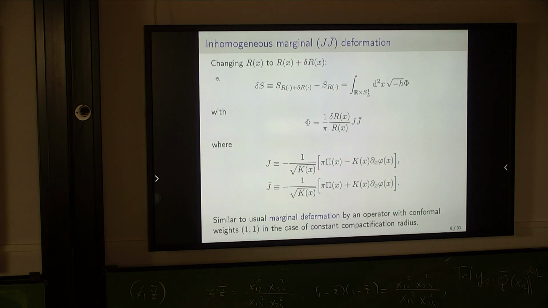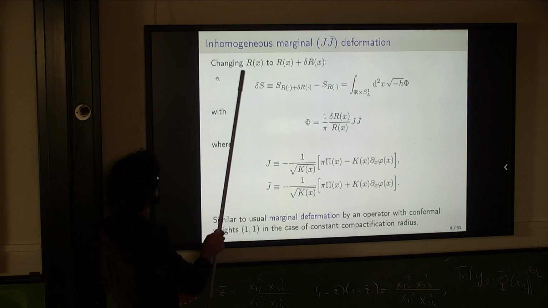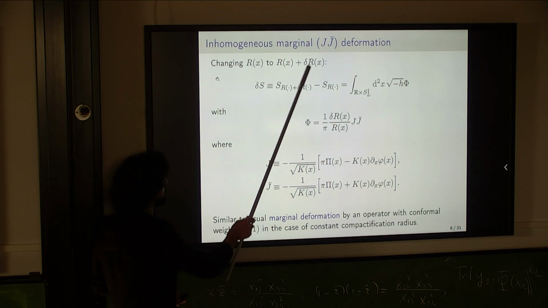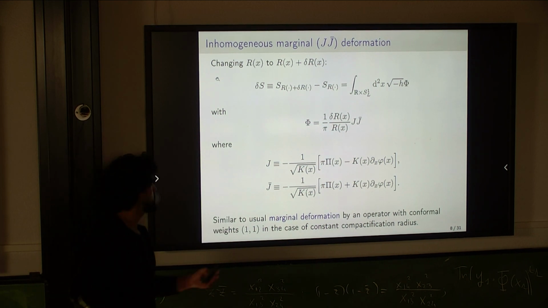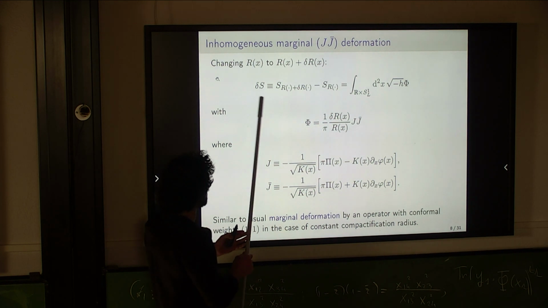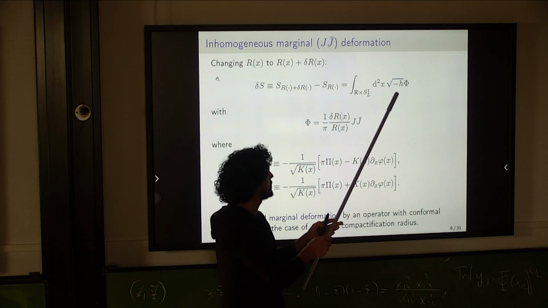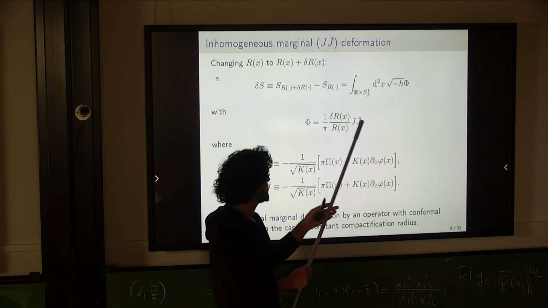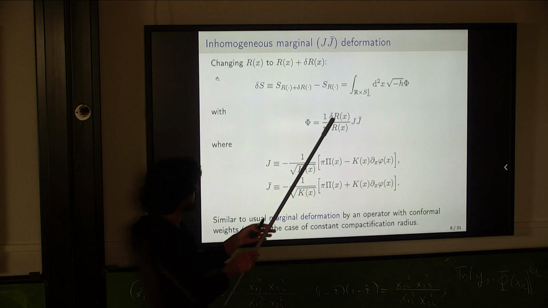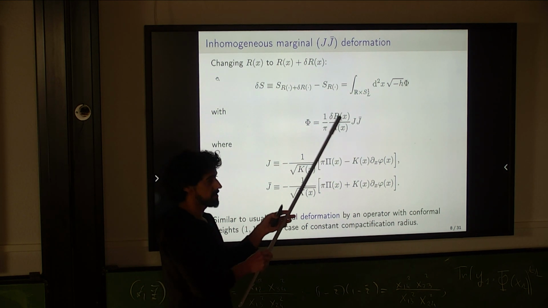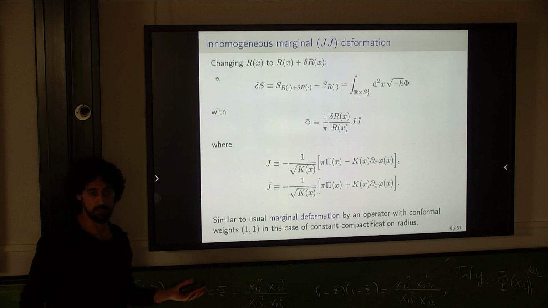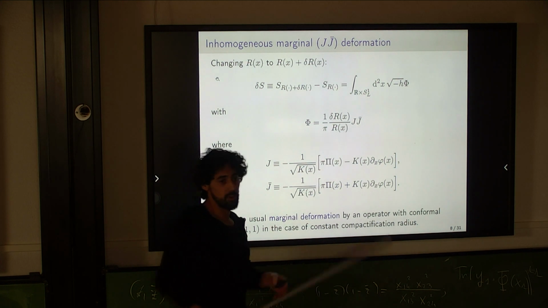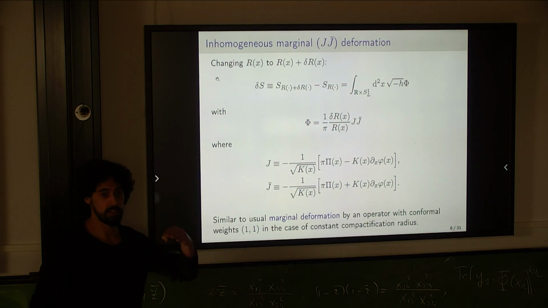We saw this in a previous talk, so I just tried to reconnect with it. One way to interpret this is as a marginal deformation, a J J-bar deformation. Imagine I'm changing the compactification radius from r of x to r of x plus some small change, and look at the difference in the action. Then it's basically the same form as the Hamiltonian itself, which can be written in a J J-bar form. However, now this change depends on position, so it's like an inhomogeneous J J-bar deformation. And it's marginal because the conformal weights of J and J-bar are 1 and 1, so it's exactly the marginal case.